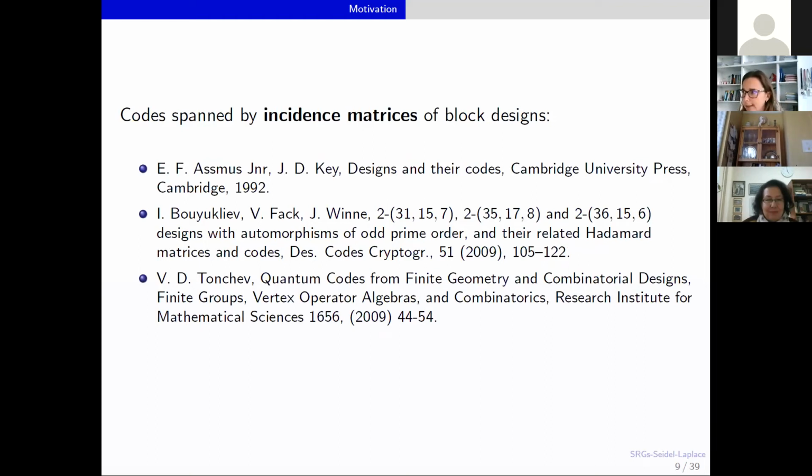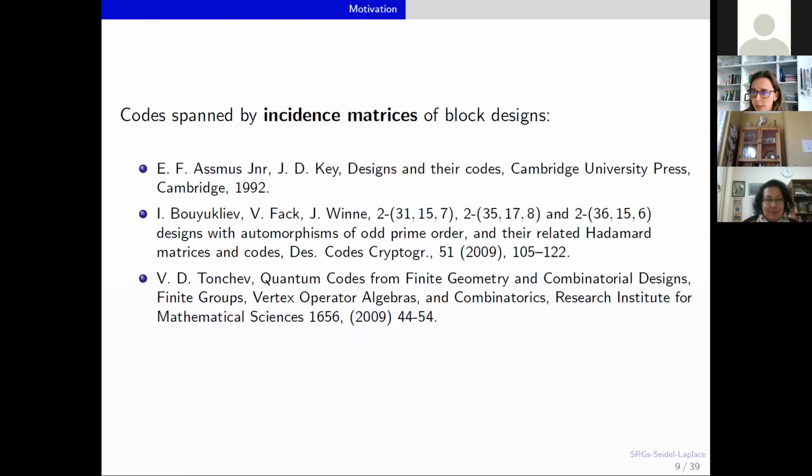Block designs are incidence structures that Dejan defined in the talk before me. Just to remind you, a block design is an incidence structure with parameters 2-(v,k,lambda), which says that you have v points, and the blocks are all of the same size k, and they have the property that each two points are together in lambda blocks.